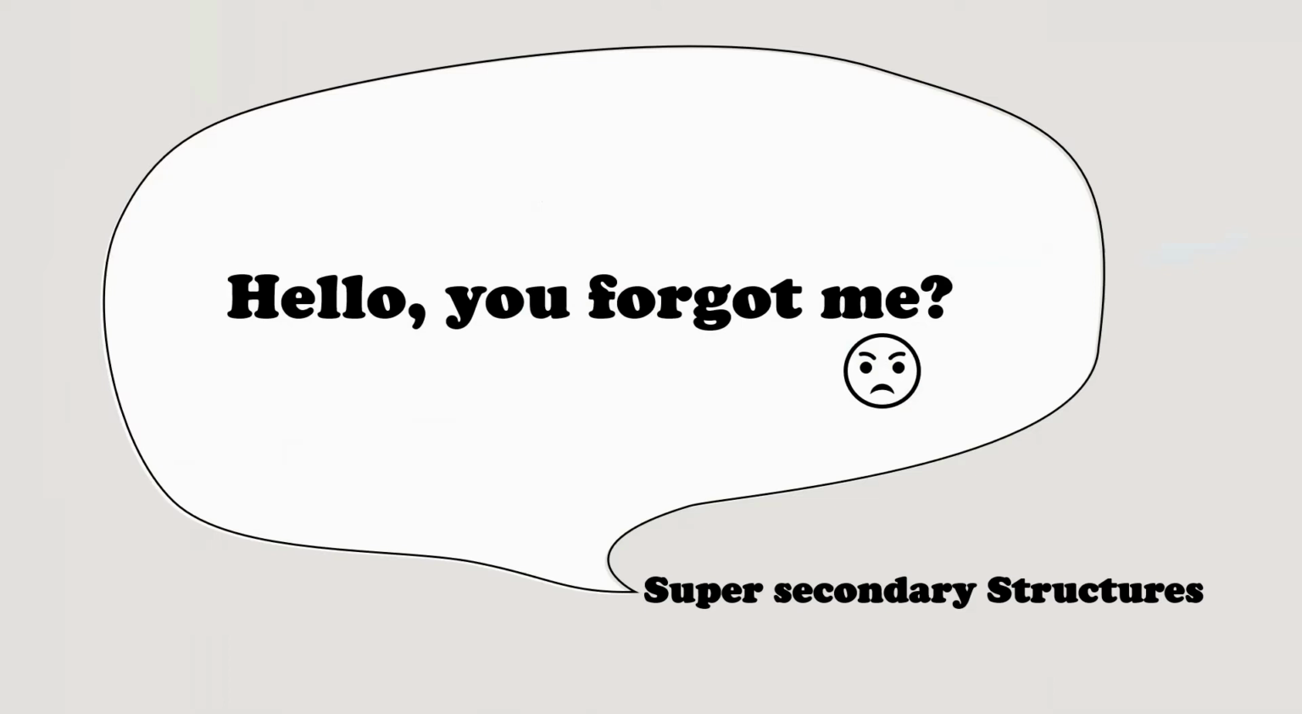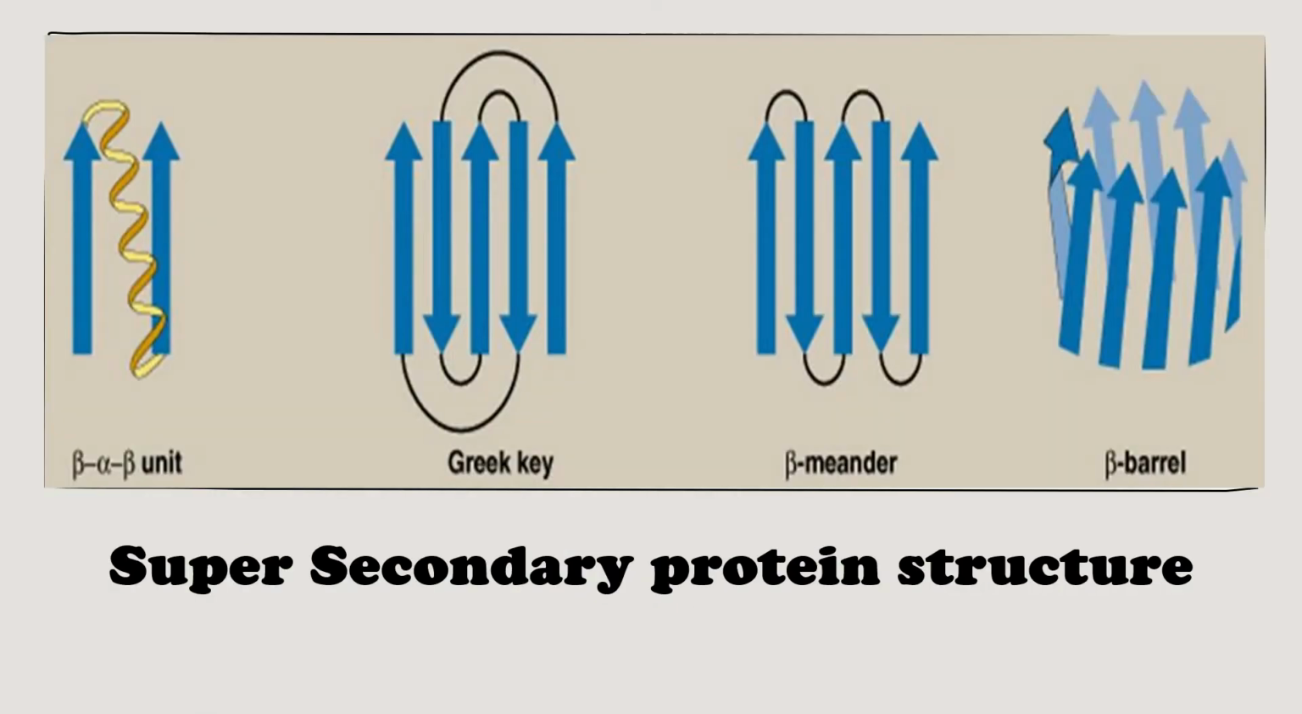Okay, we forgot something. And what is that? That is supersecondary structures. So now let's learn more about them. They are also called motifs, and it is a folding pattern involving two or more elements of secondary structure. Motif provides function to a domain, and there are different types, and the simplest among them with specific function consists of two alpha helices joined by a loop region.